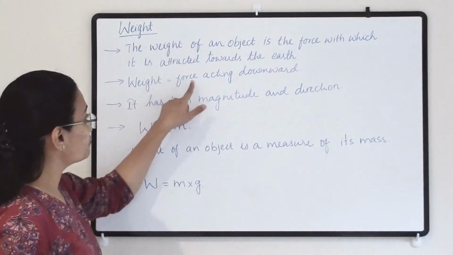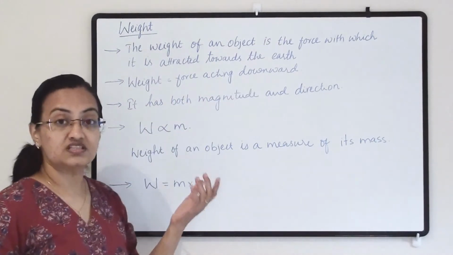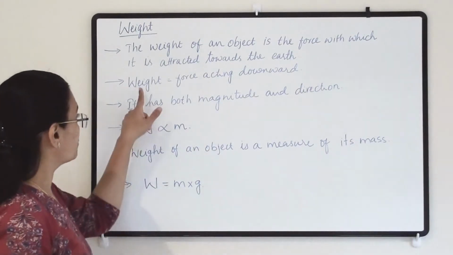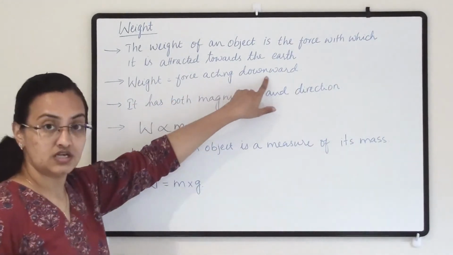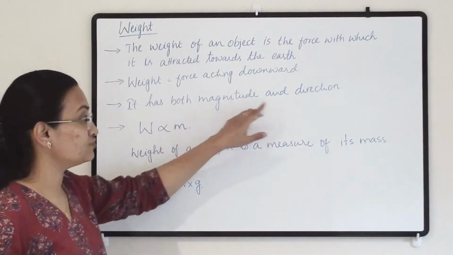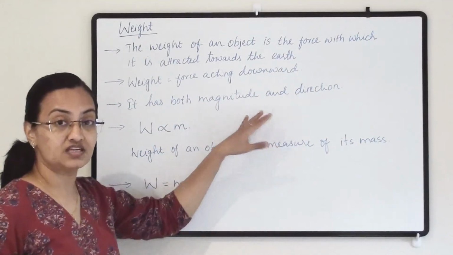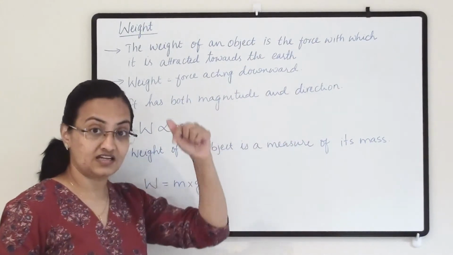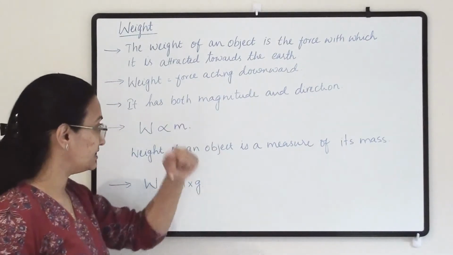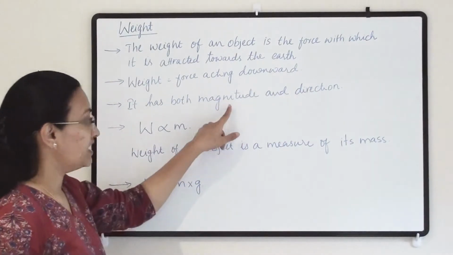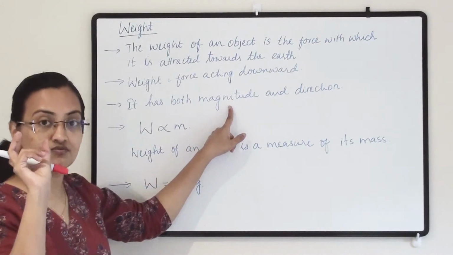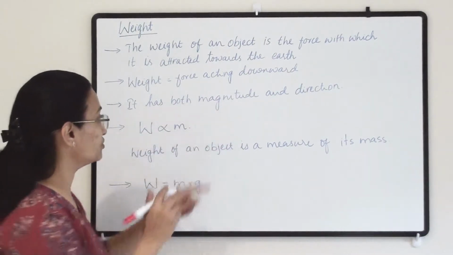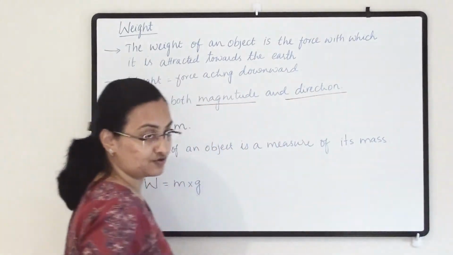So weight is the force acting downwards, because this gravitational force is always acting towards the earth, which is downward. It has both magnitude and direction. Magnitude means it has one specific physical quantity, and direction because it is acting downward. Magnitude means it has a certain physical quantity which tells us that this much is the weight. So weight has both magnitude and direction.